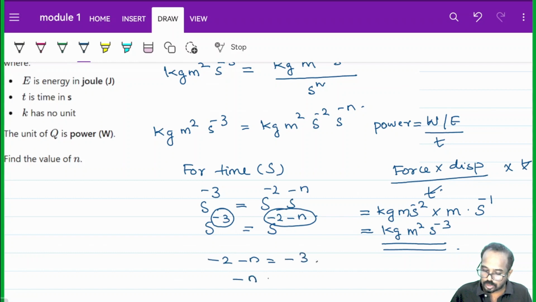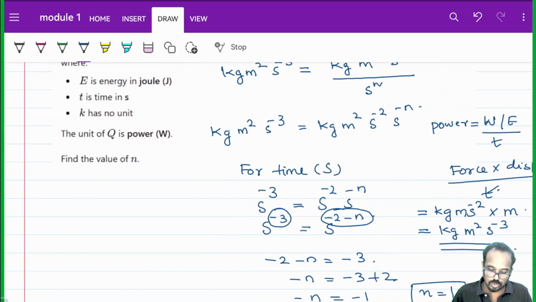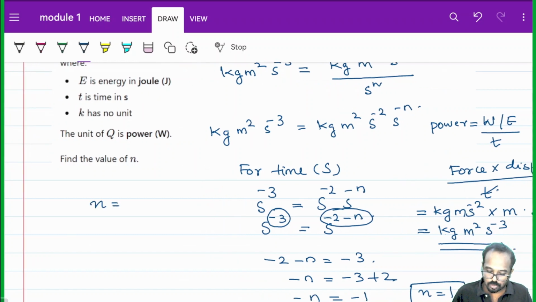So minus n is equal to minus 3 plus 2. Minus n is equal to minus 1. That means n is equal to 1, right? So that is the question. To find the value of n, n is equal to 1.